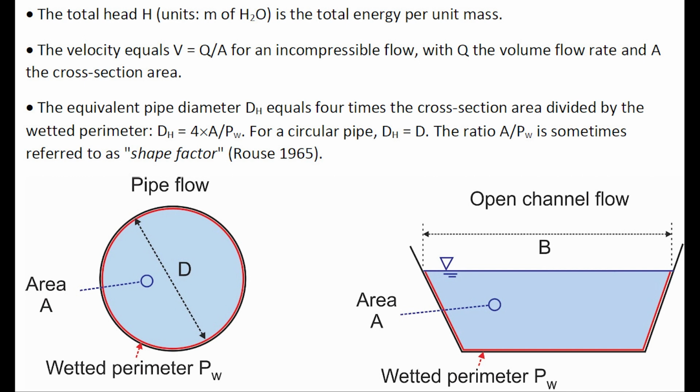The total head, H, expressed in meter of water, is the total energy per unit mass. The velocity, in a pipeline, is equal to the ratio of the volume flow rate to the cross-section area, while the equivalent pipe diameter is equal to 4 times the cross-section area over the weighted perimeter. For a rectangular pipe, this equivalent pipe diameter equals the pipe diameter, and the ratio of the cross-section area to the weighted perimeter is sometimes referred to as a shape factor.